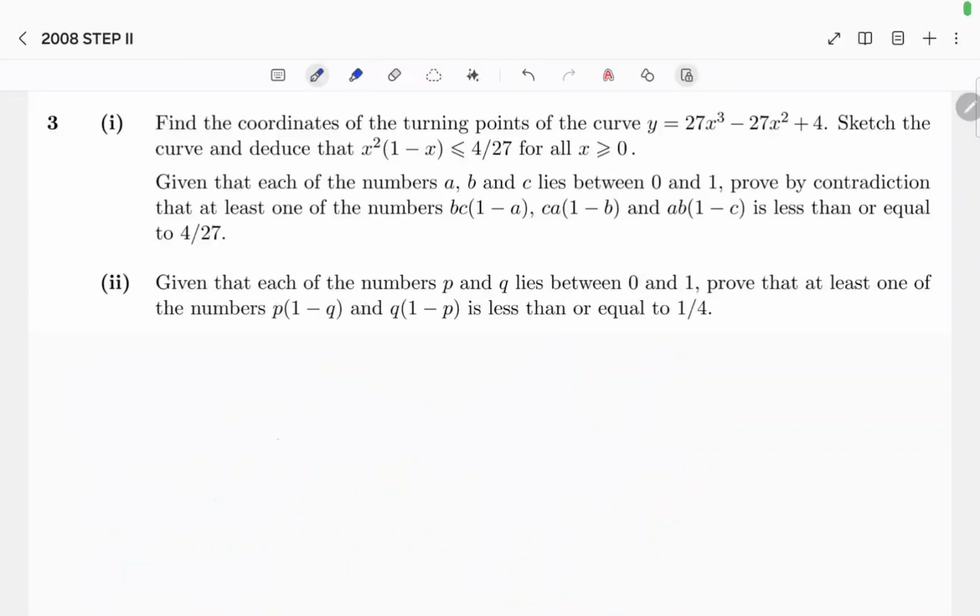Hello and welcome back. Today we'll be doing question 3 from the 2008 STEP paper 2. So, let's get started. Question 3, part 1.